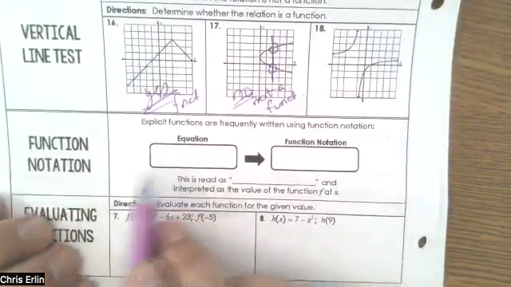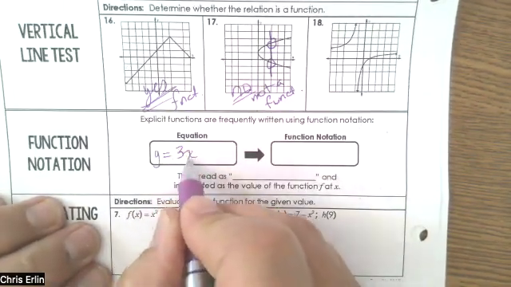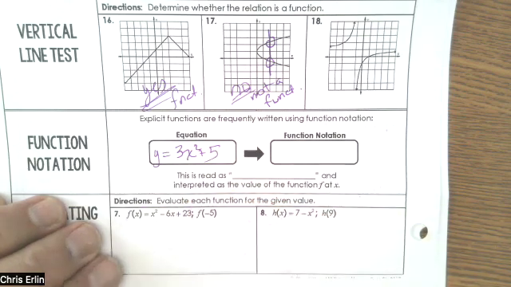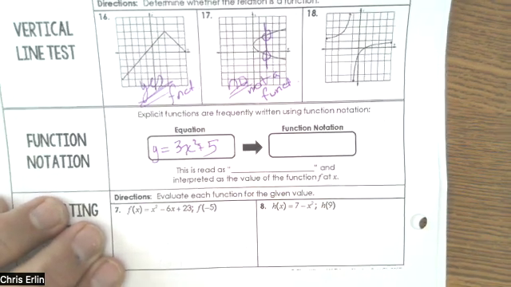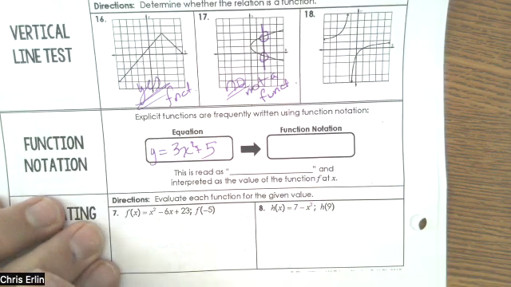I'll let you work on this last one. When we're talking about functions, we're going to have notation formats. You might remember something like this, y equals 3x squared plus 5. Hopefully that looks familiar to you. What would it look like if we were doing it in function notation?